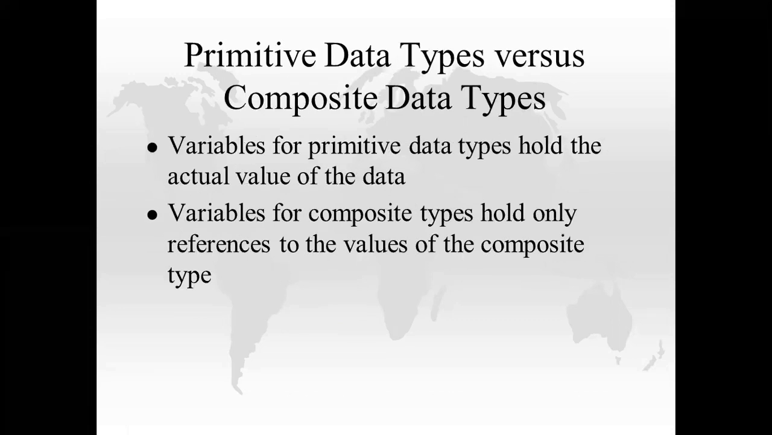Then primitive data types versus composite data types. Variables for primitive data types hold the actual value of the data. Variables for composite types hold only references. It's like call by value and call by reference, which we already studied.